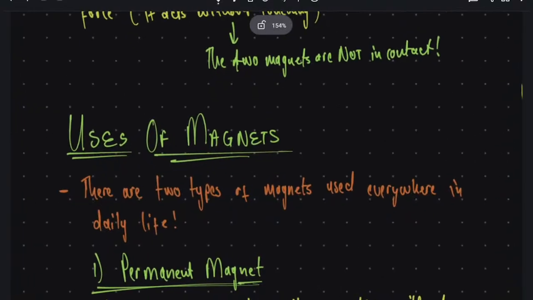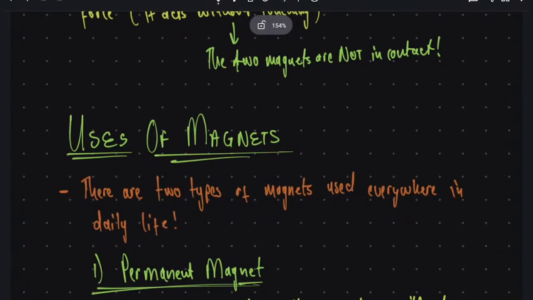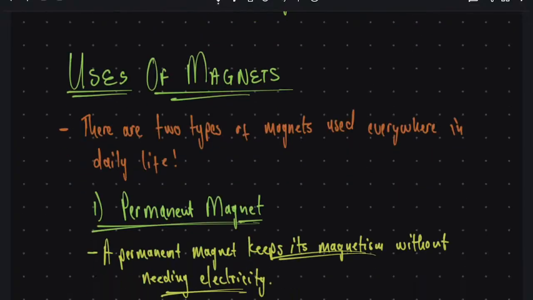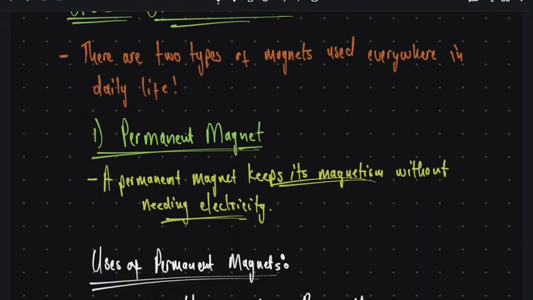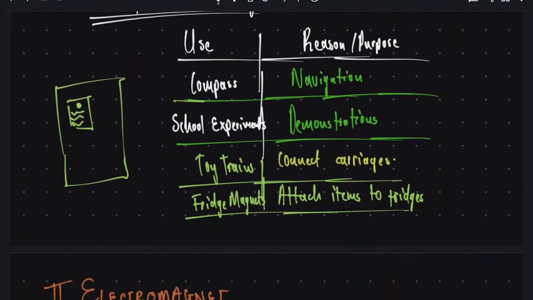Magnets. Everybody knows that there are two types of magnets. We have the electromagnet, which is like a temporary magnet. Then we have the permanent magnet, and we saw the uses of them. Permanent magnets are used for things that you need to keep doing, where you need the magnet to do it over and over again.